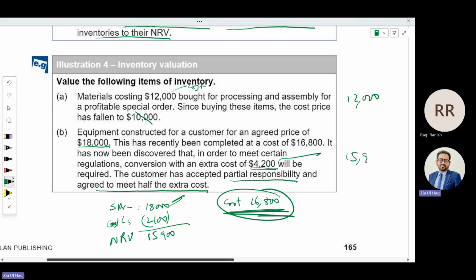What should be the value of inventory? Start. Done?